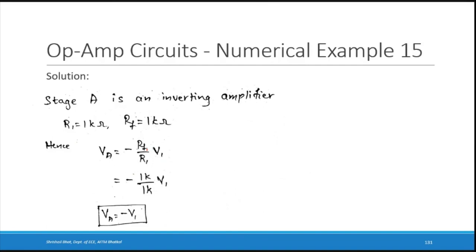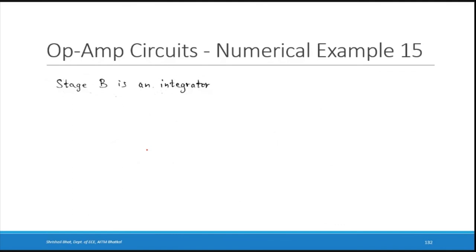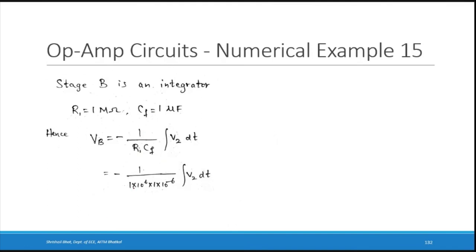Then stage B, you said it is an integrator. You're right. It is an integrator where R1 is 1 mega ohm, CF is 1 microfarad. You know the expression for the output voltage of an integrator. Here the output is VB, that is minus 1 by R1 into CF into integration of V2 with respect to t. R1 is 1 mega, which is 10 raised to 6. CF is 1 micro, which is 10 raised to minus 6. They both get cancelled, and what remains is minus integration of V2 with respect to t.